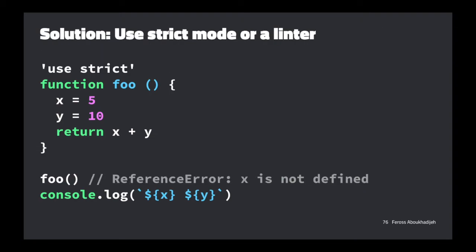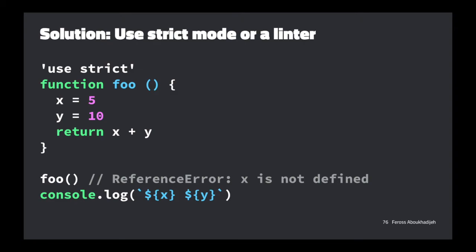So if you use strict mode or you use a linter, this will be caught. The difference is that if you use strict mode, it'll be a runtime error, because it won't know until it calls this function and gets to this line, and then it'll be like, wait a minute, that's not valid.